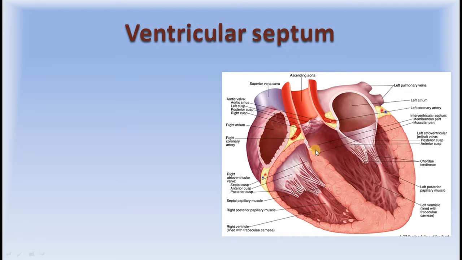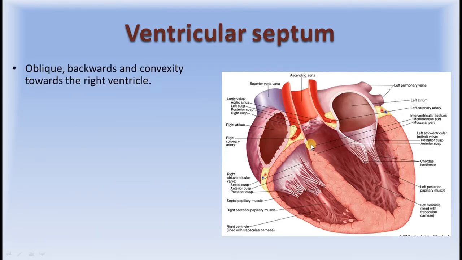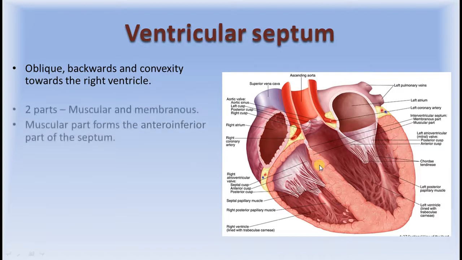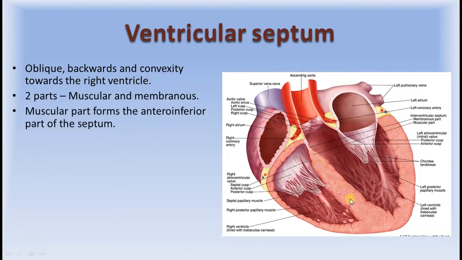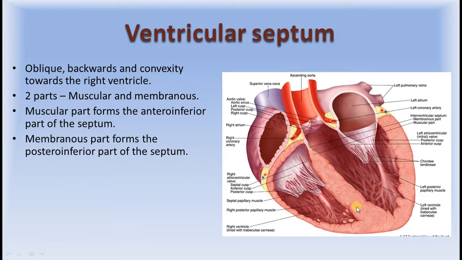So the right and left ventricle are separated by a septum which is called the interventricular septum, which again has two parts, a muscular part and a membranous part. Convexity is towards the right ventricle and it is obliquely placed. The muscular part forms the antero-inferior part of the septum, and the membranous part forms the posterior-superior part of the septum. Okay, mostly it is membranous.